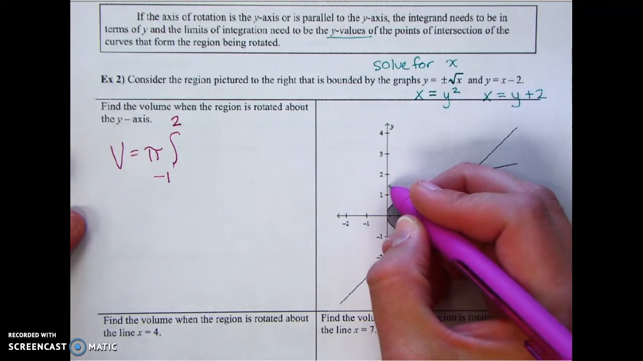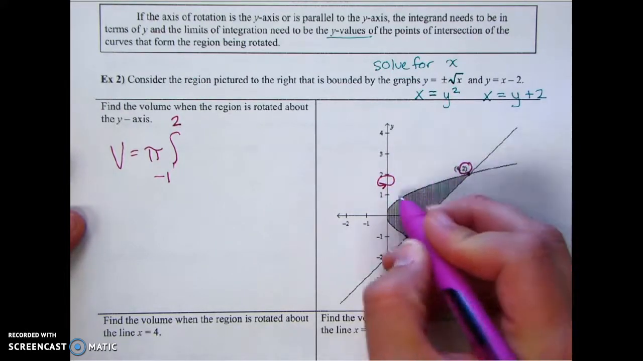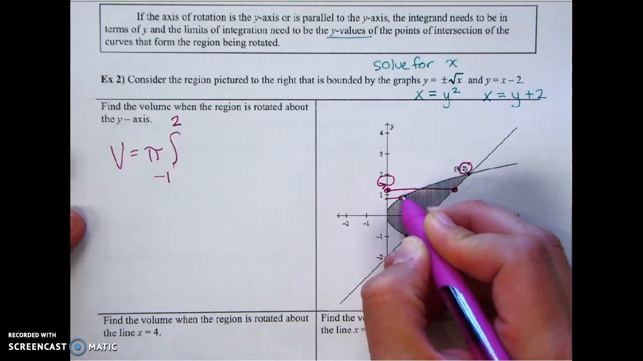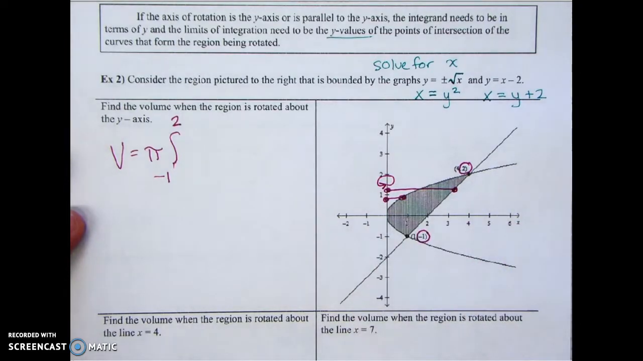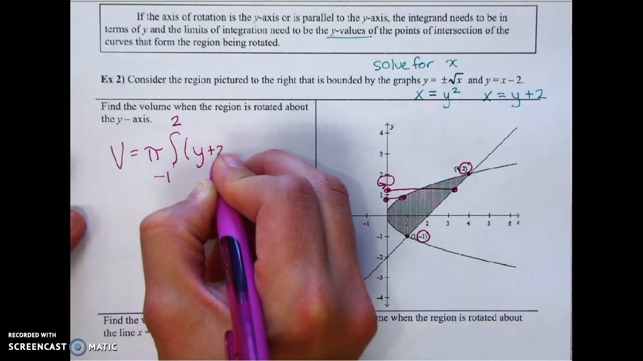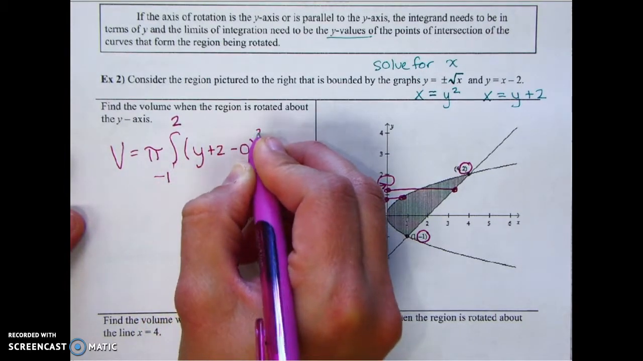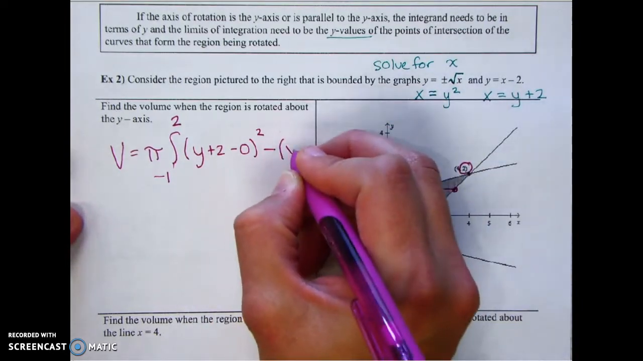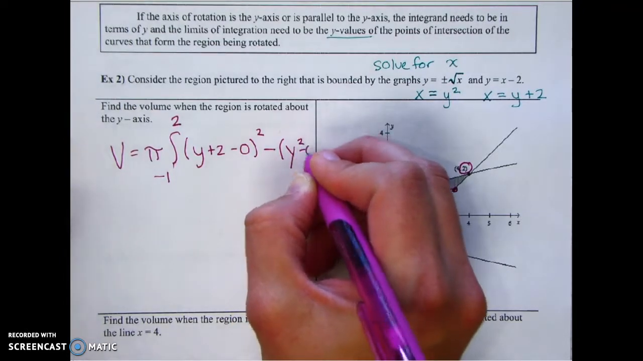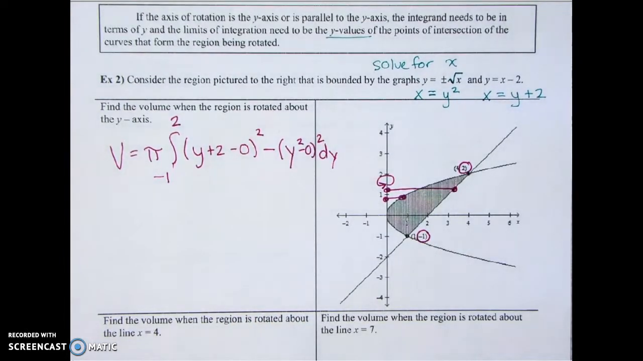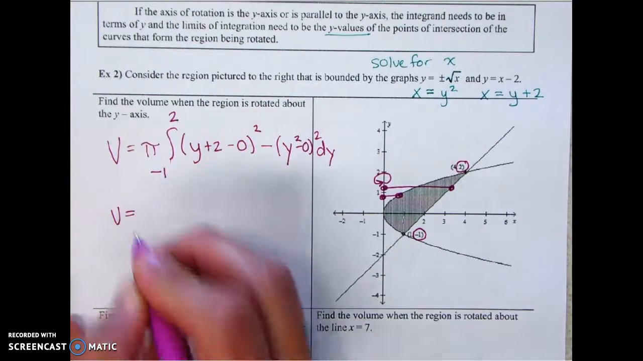And if we're going around the y-axis here, which one's the outer function, which one's furthest away, and which one's the inner function? So the outer function is going to be the line, and we're subtracting 0. And then the inner function minus 0. And then we have dy here. So that's how we're going to do these.